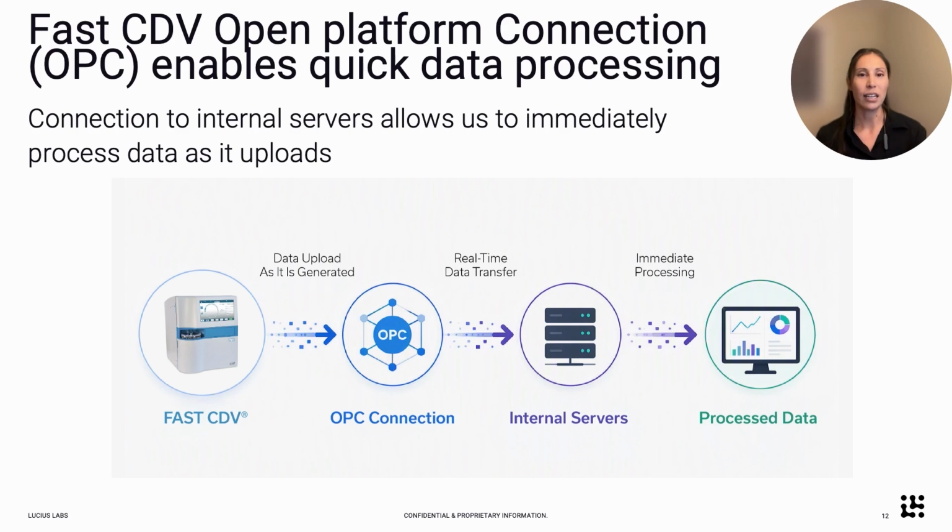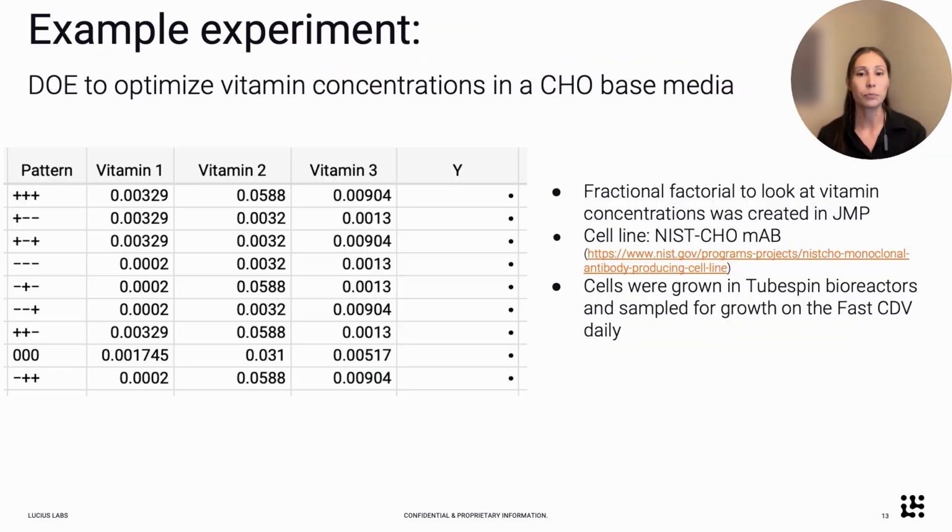So again, I just want to highlight the open platform connection, or OPC, that allows the data to move very instantly. So the connection to our internal servers allows us to immediately process data as it uploads. So of course we start with the FAST CDV and data is uploaded as it's generated. Through the OPC, the data is transferred to our internal servers where we're then able to access this data and immediately start processing it and look in real time, as the trends are coming in, at what the viable cell densities are, how the growth is performing, calculate doubling times, and look at several other metrics that allow us to determine which of our factors from our DOE is the most influential.